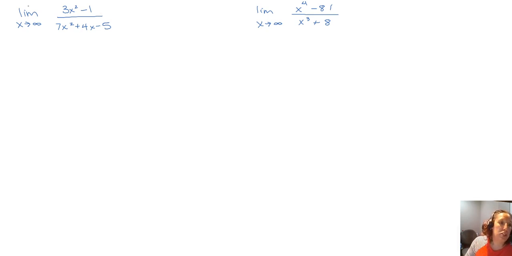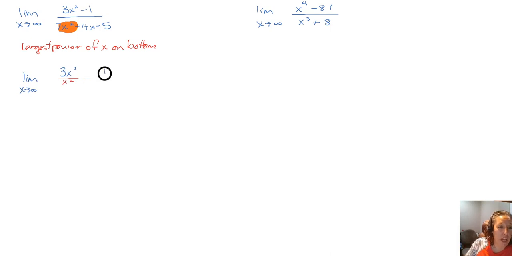In this case, what we want to do is identify the largest power of x on the bottom. In this case, our biggest power of x that we have on the bottom is an x squared. And so what we're going to do is divide every term by that largest power of x. So we're going to get the limit as x approaches infinity, and we're going to take our 3x squared and divide it by that largest power of x on the bottom, x squared.